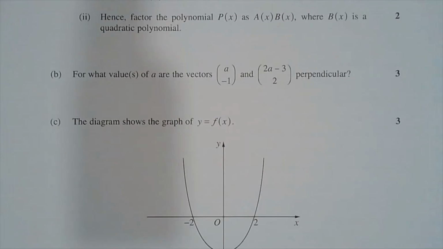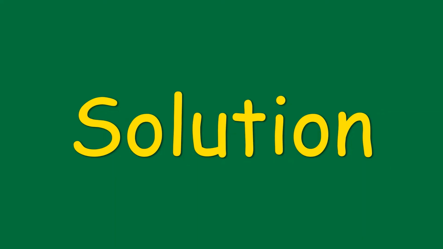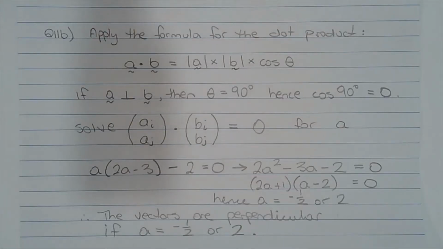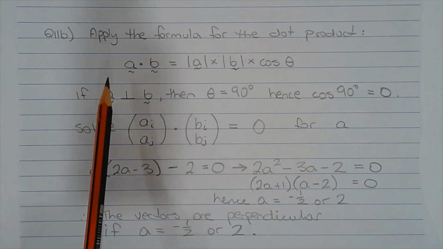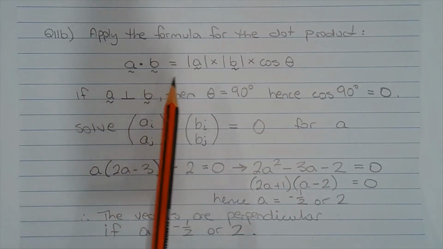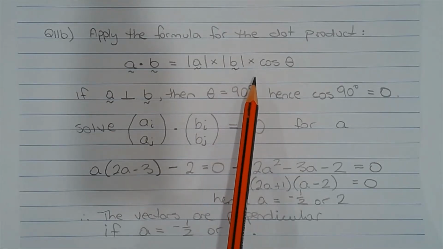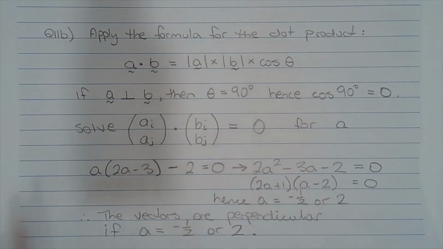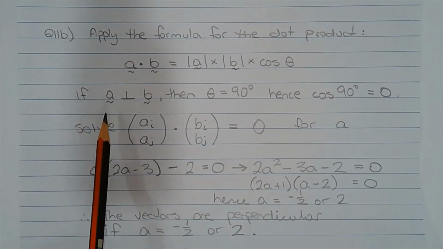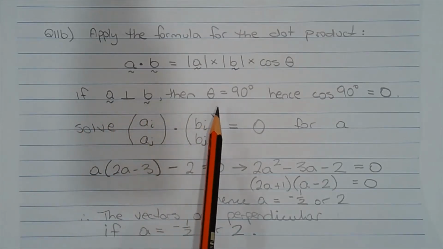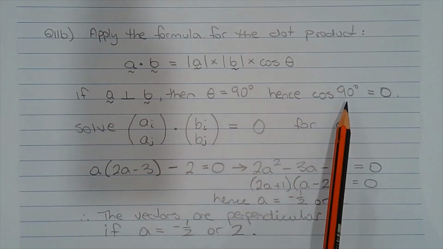Question 11b. For what values of a are the vectors a i minus j and 2a minus 3 i plus 2j perpendicular? Apply the formula for the dot product. That is, vector a dot vector b is equal to the magnitude of vector a multiplied by the magnitude of vector b multiplied by the cosine of the angle between vectors a and b. If vector a is perpendicular to vector b, then theta is equal to 90 degrees. Hence, cos of 90 degrees is equal to 0.